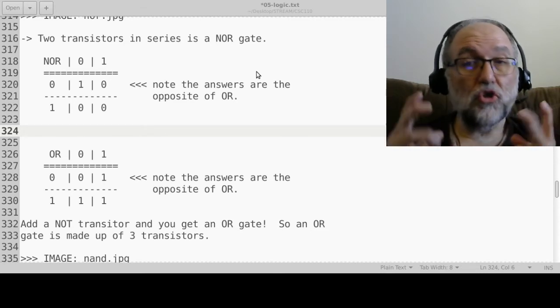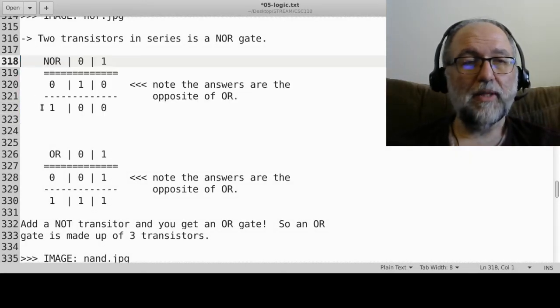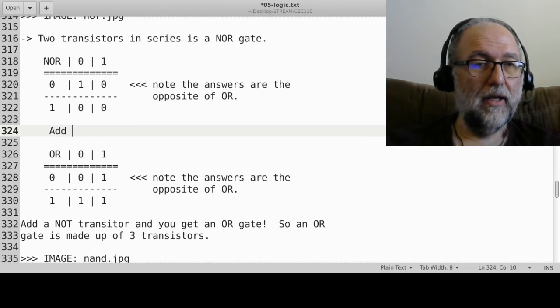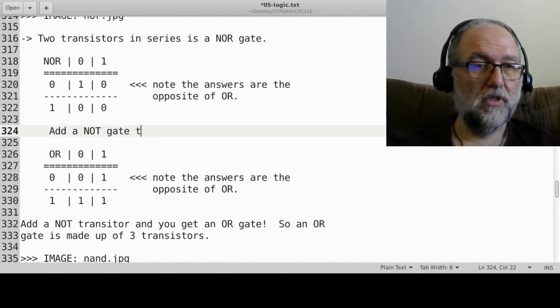Okay, so once again, two transistors together would give you a NOR gate, but then you add a NOT gate, and that turns the NOR into an OR. So the NOT gate turns NOR into OR.